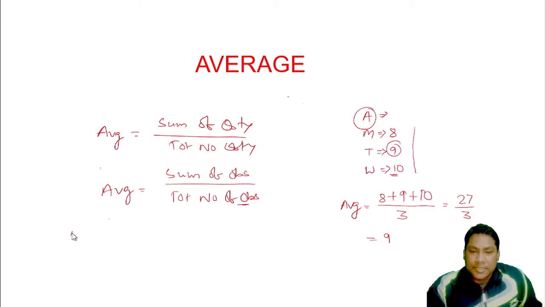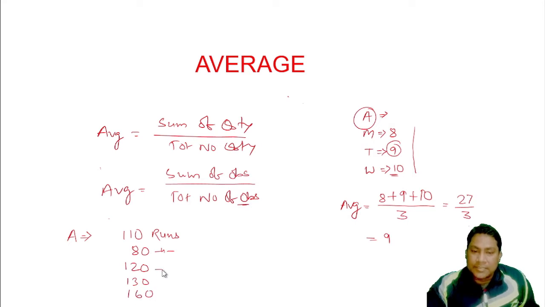Now here Mr. A plays cricket. In one day he has scored 110 runs. Next day he has scored 80 runs. And another day he has scored 120. And next day 130. And another day 160 runs. So now we will calculate the average run of Mr. A.